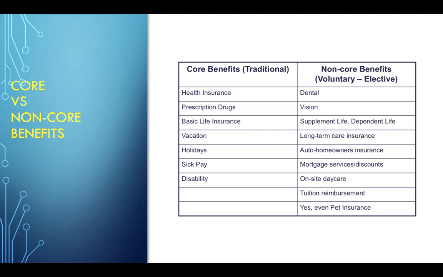Things that are non-core, voluntarily and elective. And this is where developing a more rich compensation package is dental, vision, supplemental life, long-term care insurance, autos, homeowners insurance, mortgage services, on-site daycare, tuition reimbursement. And yes, I've even seen some employers offer pet insurance. Some of this has changed, especially since the pandemic.